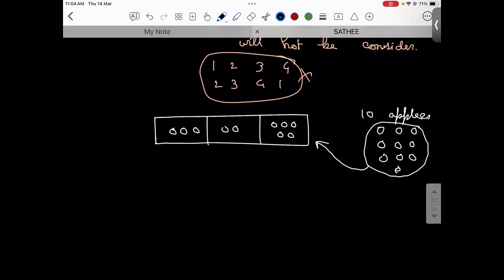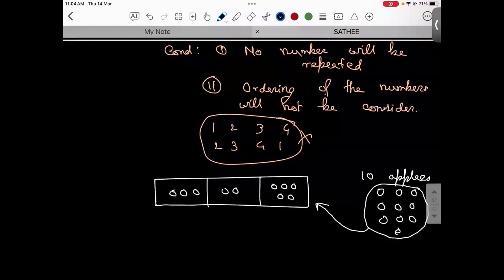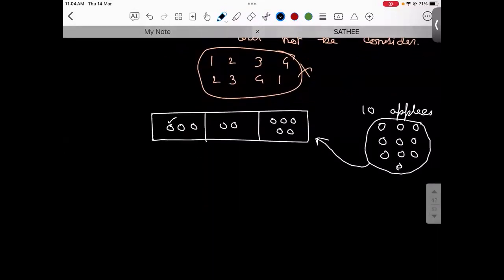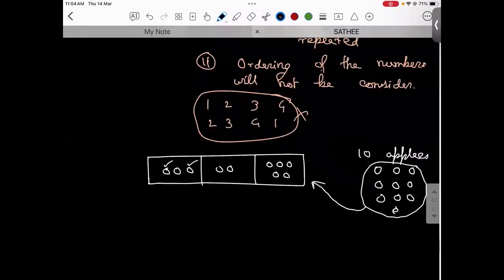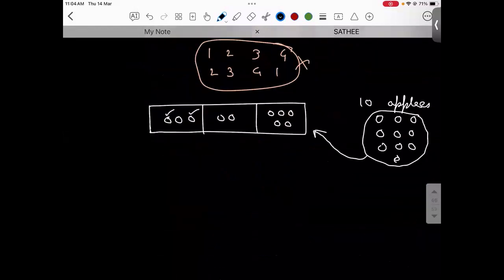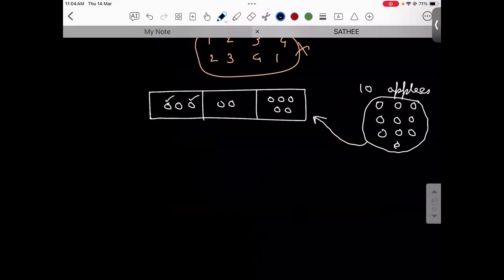Now the thing is, here the ordering is not that important. Like if I put this apple first or this apple first in this basket, it doesn't matter. Correct? But in the case of numbers, it will matter. If I put 1 first, then 5, or if I put 5 first and then 1, the numbers are totally different. But in the case of material, or elements which are similar or the same, the ordering is not that important.